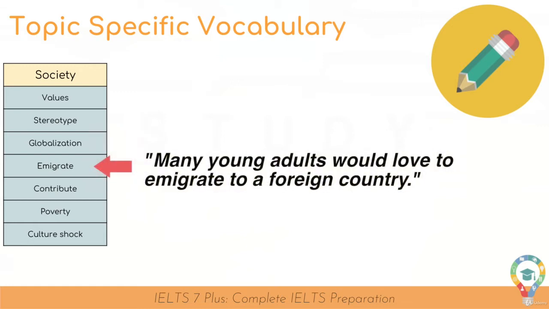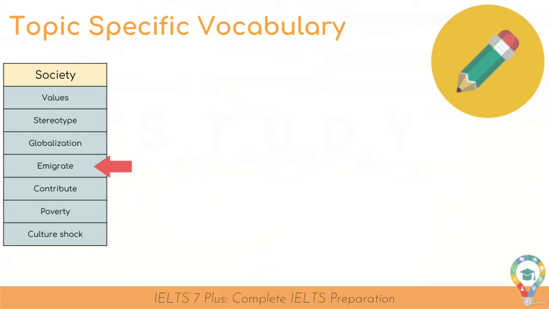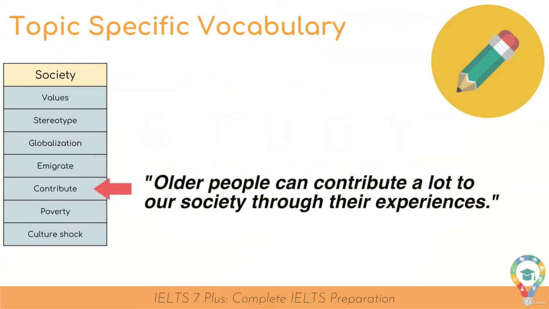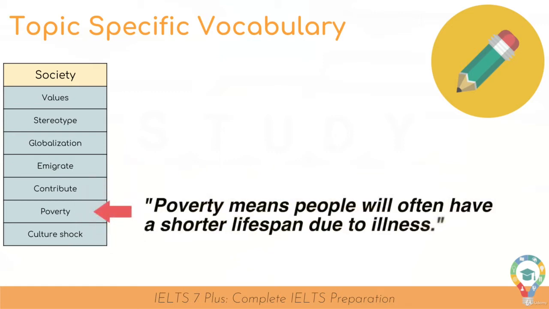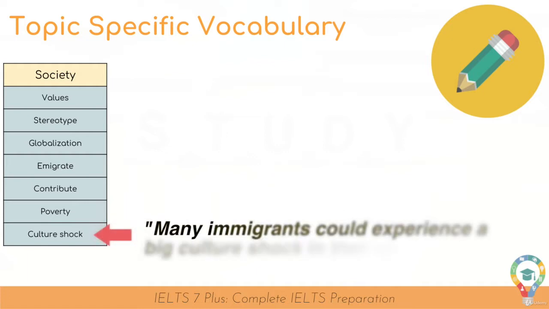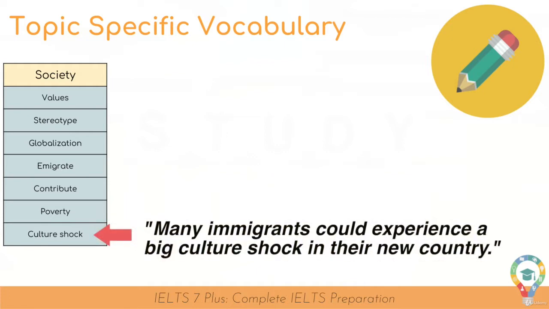Many young adults would love to emigrate to a foreign country. Older people can contribute a lot to our society through their experiences. Poverty means people will often have a shorter lifespan due to illness. Many immigrants could experience a big culture shock in their new country.